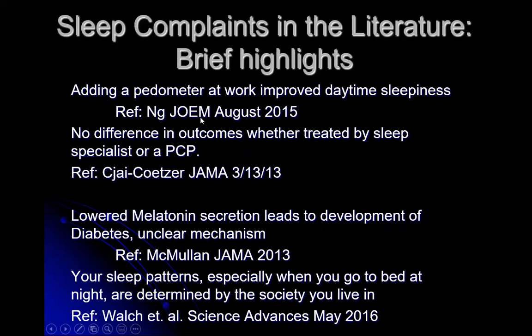You know, these people say, oh, I do 10,000 steps a day, or I have this Apple Watch, I'm watching myself. If you do that, just us checking it seems to help, right? We talked about no difference in outcomes between treatment by a sleep specialist or a primary physician. Lower melatonin secretion, when you don't get good sleep, may lead to diabetes.